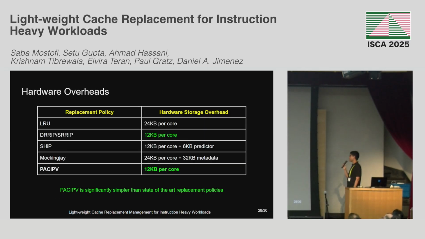Let's look at the hardware overheads. Here we can see that the hardware overheads of Pack IPV and DRIP are exactly the same. It's 12 kilobytes per core. So as I said, the policy that we are proposing is really, really simple. Honestly, it's just DRIP with a little bit of extra logic, and still we are able to get performance which matches the performance of Mockingjay.